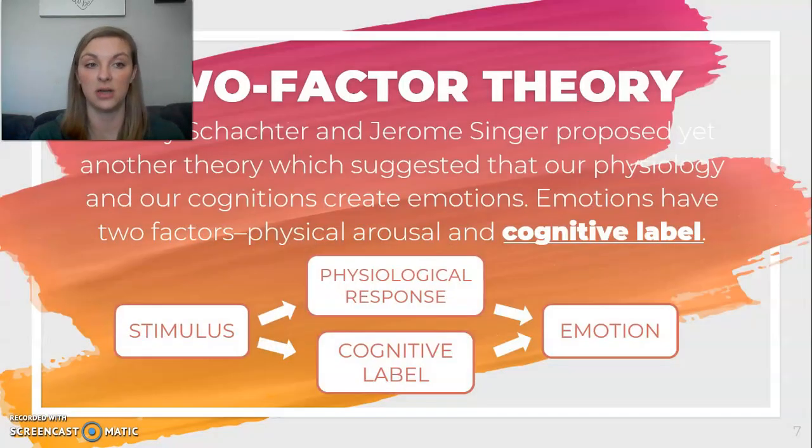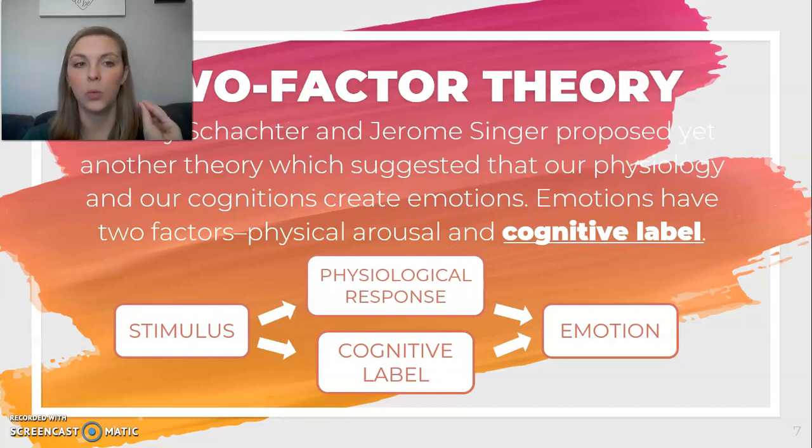Two-factor theory, which is also called the Schachter-Singer theory, said that, well, you know what? The physiological response has to come first. However, we also need to add in that cognition, the thinking part of it. There's two factors to emotion: the physiological response and the cognitive label that we place on that physiological response.